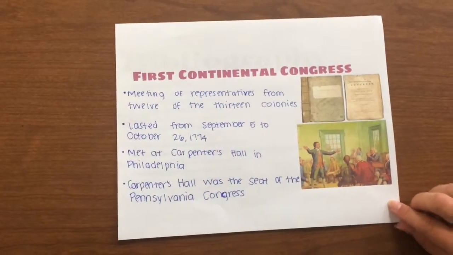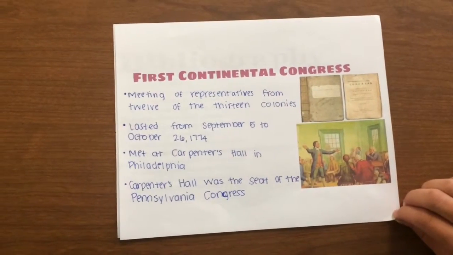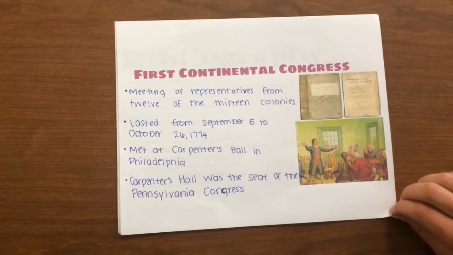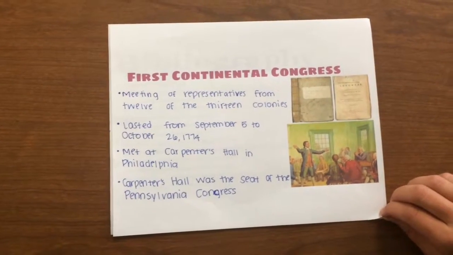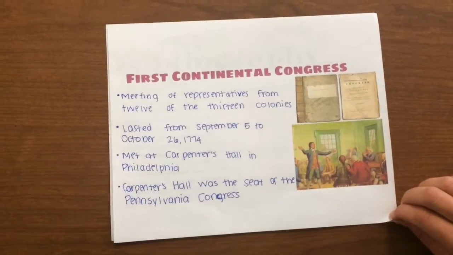First Continental Congress, meeting of representatives from 12 of the 13 colonies. This lasted from September 5th to October 26, 1774. They met at the Carpenters' Hall in Philadelphia. Carpenters' Hall was the seat of the Pennsylvania Congress.